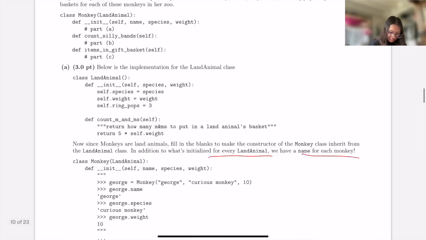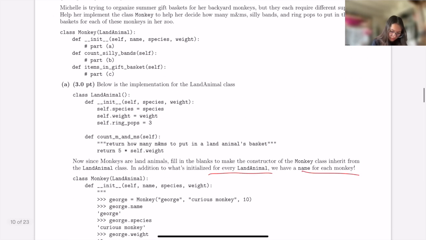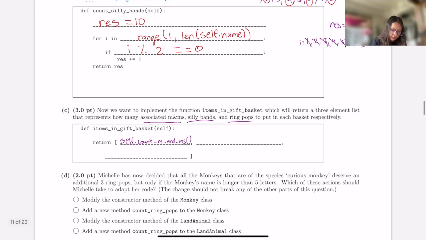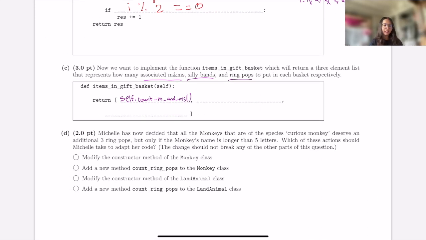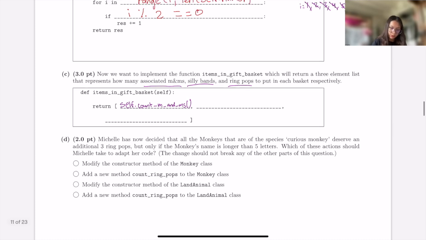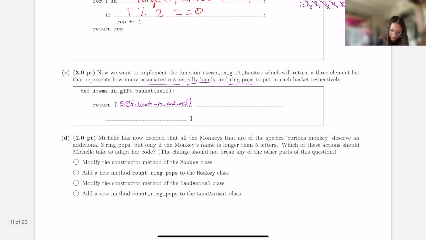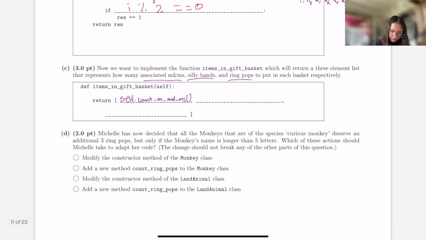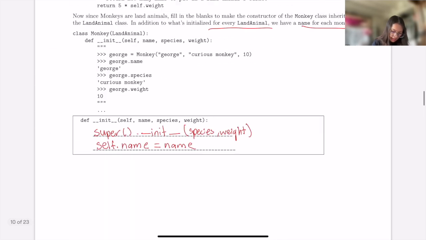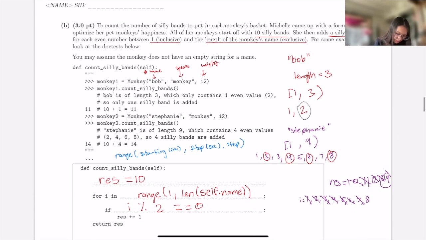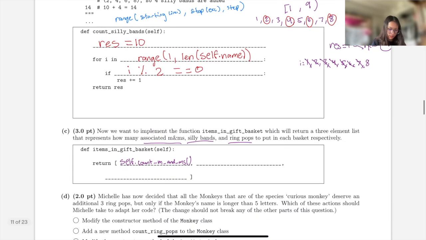And we don't pass in self, as you can see here, because by calling self.count_M&Ms, self is being passed in the background. So we don't need to pass in another self. Great, so now we can move on to silly bands, and from the last part, we actually implemented this method, so we can repeat the same process we did with self.count_M&Ms.